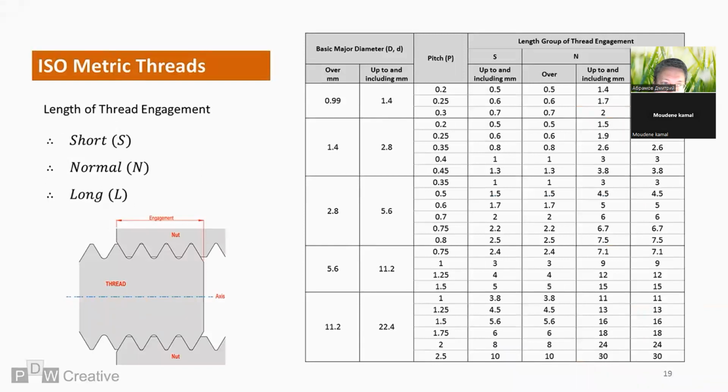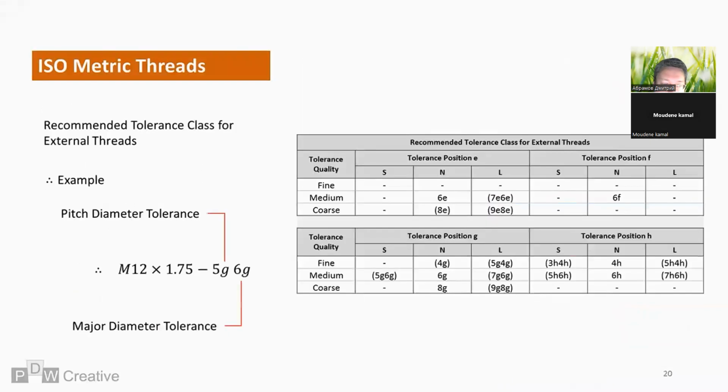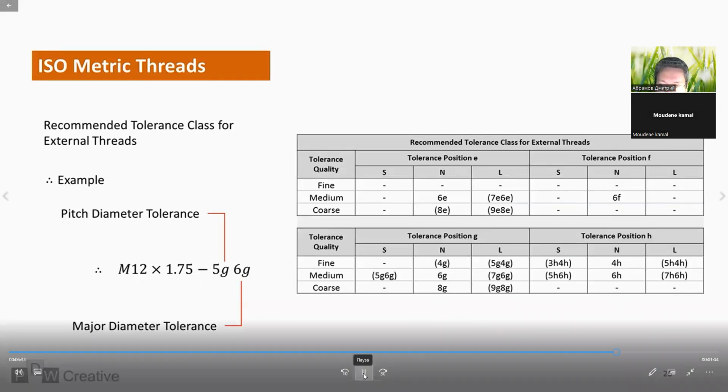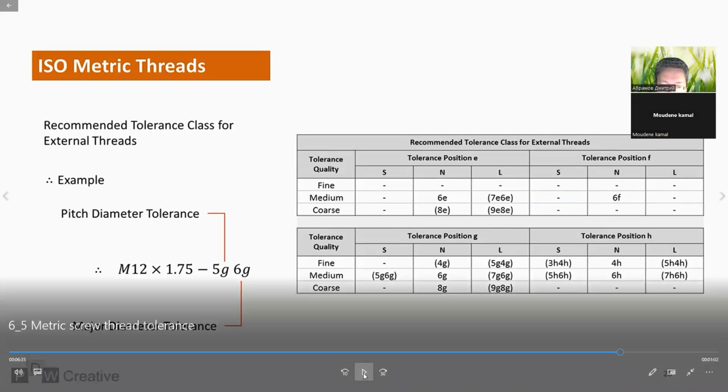Metric thread tolerancing is also affected by thread engagement. Short, normal, and long thread engagements based on the pitch and major diameters require different tolerances. So, just to round up, let's pull all the information together. Both external and internal threads have a preferred tolerance class. It's very important, so please write down these tables into your notes.